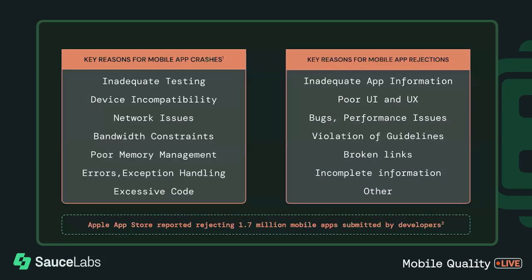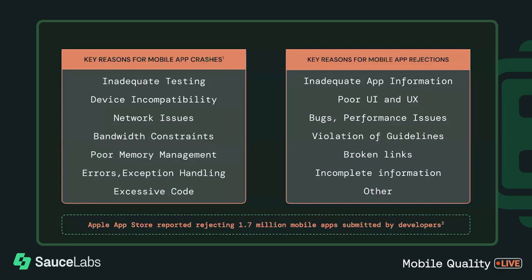And there are top reasons for why apps are getting rejected, and also some staggering stats out there where the Apple App Store itself rejected 1.7 million mobile apps that were submitted by developers. Now that's a pretty big number. And the key reasons that have been cited by these app stores are poor UX and UI bugs and performance issues, right? So if your app is not robust enough, it's not going to make it to the user.